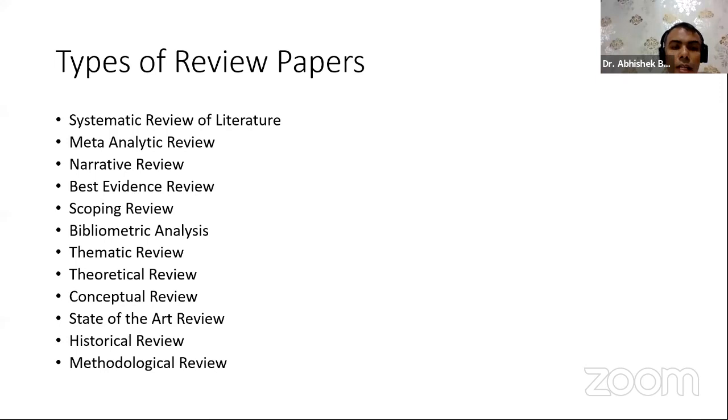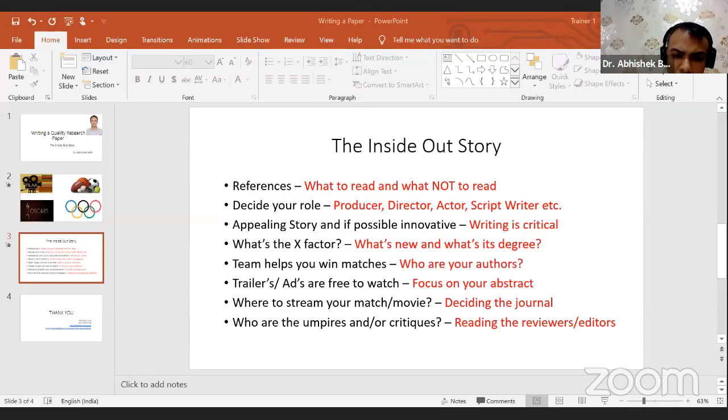So the meta-analytical review, the narrative review, best evidence review, scoping review. Dr. Sapna was asking about bibliometric analysis. This is what it is, I'll talk about that also. Thematic review, theoretical review, conceptual review, state of the art, historical, methodological. All these are governed by this concept called systematic review of literature. And I've mentioned some references also.